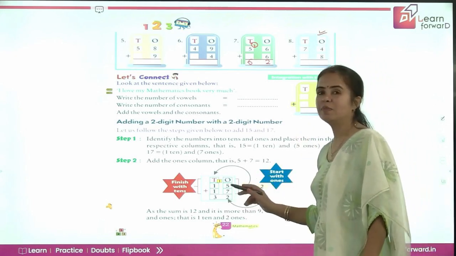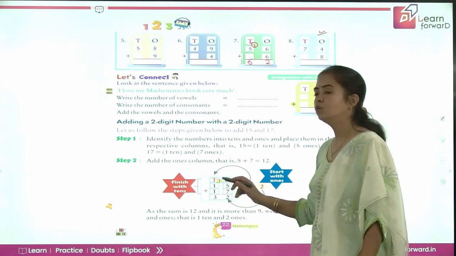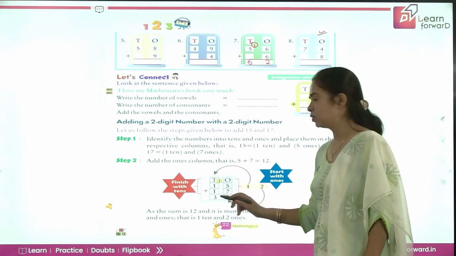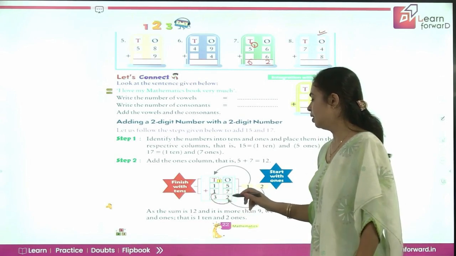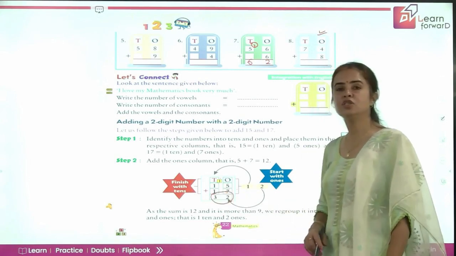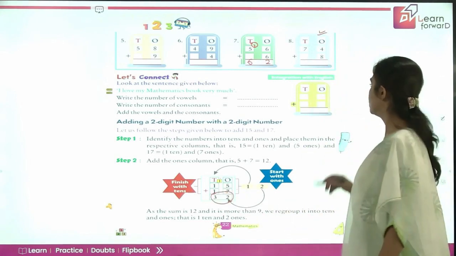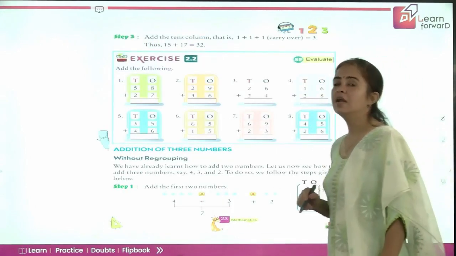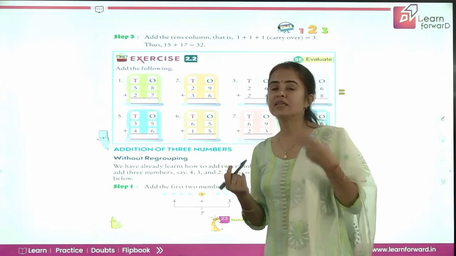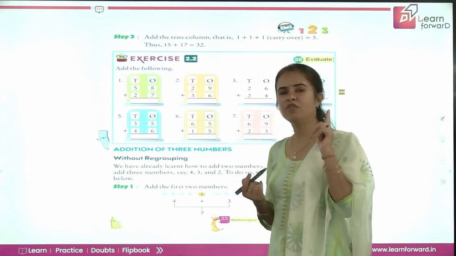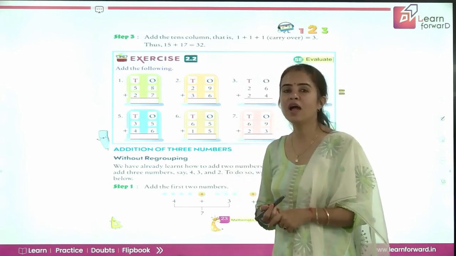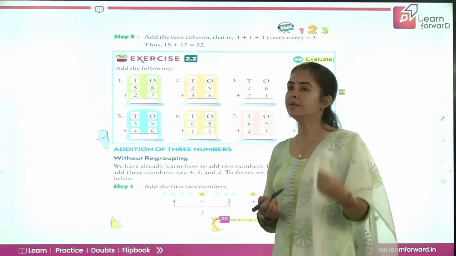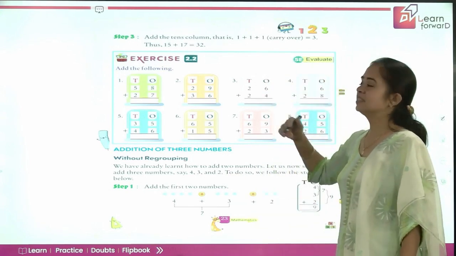Let's add. 7 plus 5 is 12, 2 and carry over 1. 1 plus 1 is 2 plus 1 is 3. So your sum here is 32. Right? So I think adding 2-digit numbers is easier because the digits are the same in both the numbers. You have to be more careful when you have to add a 1-digit number to a 2-digit number.